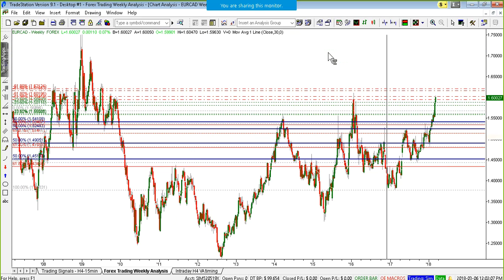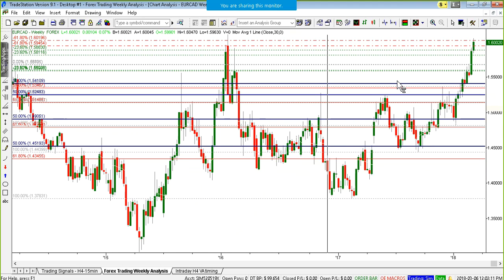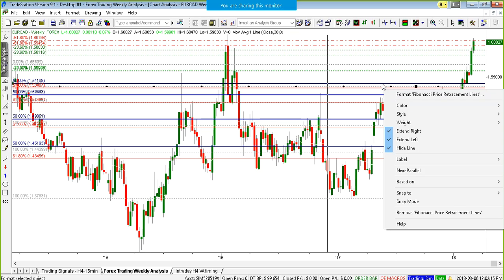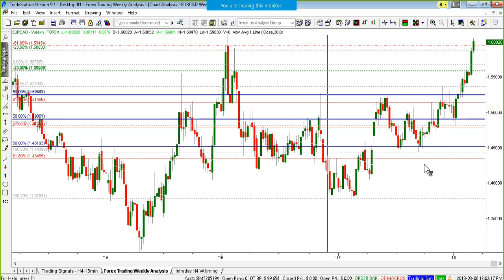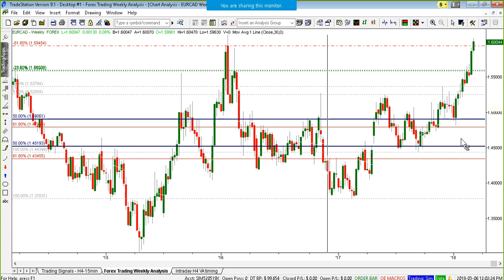So the euro Canadian dollar, it's really pushing very strongly here, and it pushed into the first target there, and now we can see that a number of targets have been reached. So I'm going to remove the levels that never came into play. What came into play here is there are two areas.